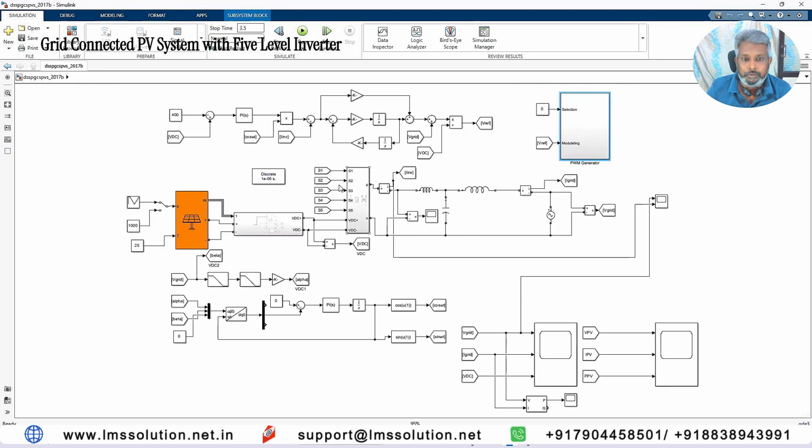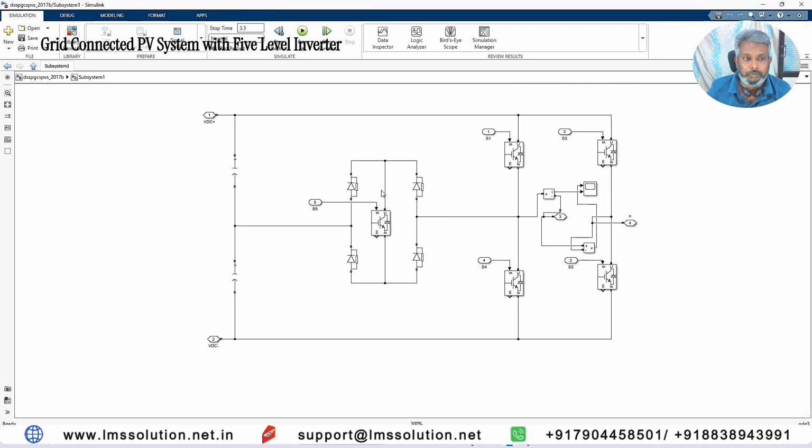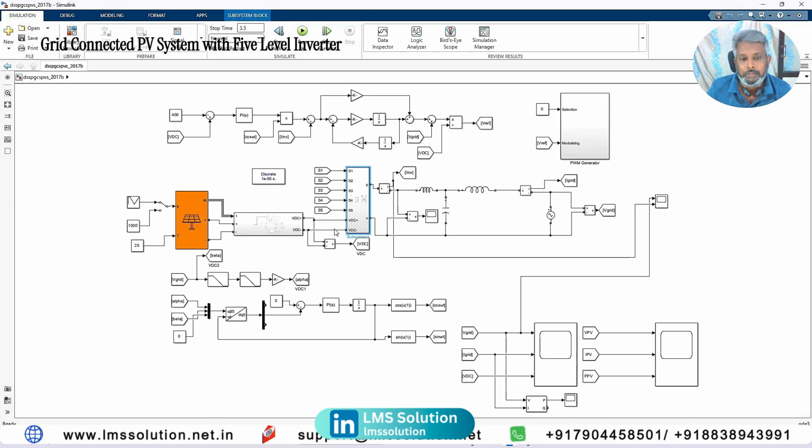The switching pulse will be used to control this multi-level inverter, and it will convert DC to AC in the 5 level form. Here we are using the LCL filter to filter out the harmonics in the voltage, and then finally it will be connected with the grid system. This is the overall system. Here we are measuring the PV voltage, current and power, the grid voltage, current and DC voltage, and the inverter output voltage.